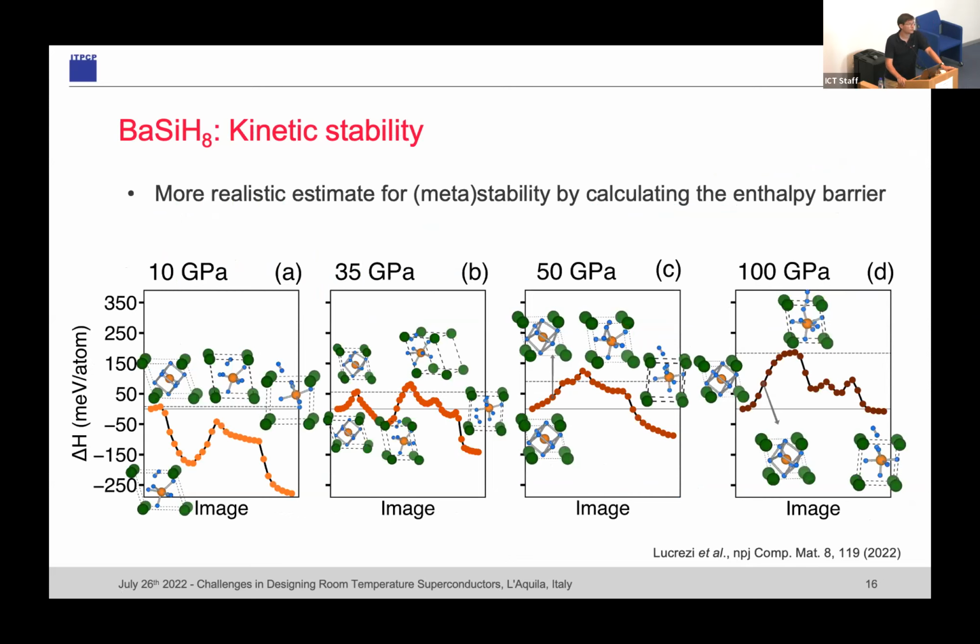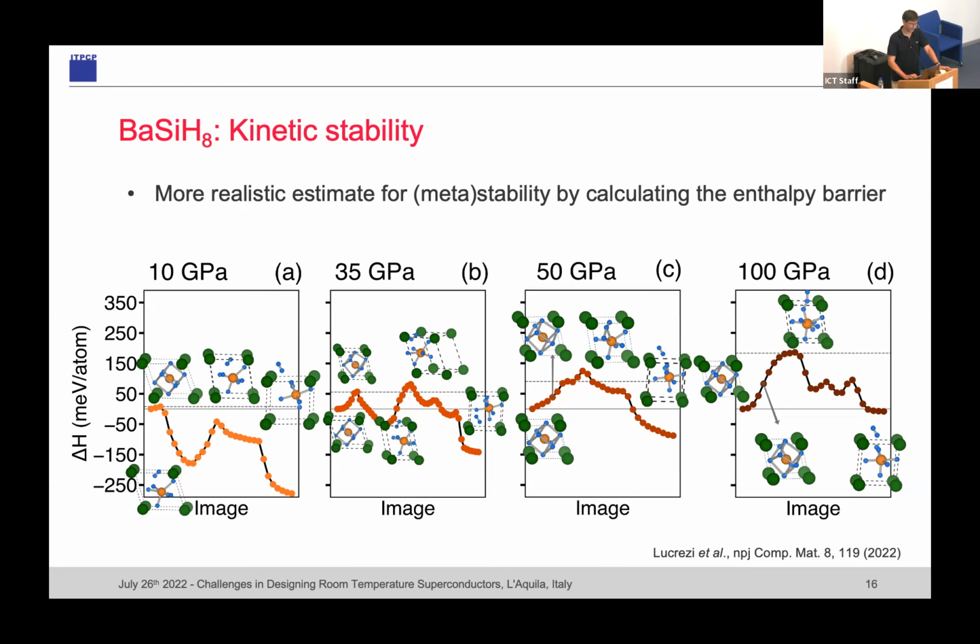And with that, I now want to address the elephant in the room, or the question I raised before. Namely, we don't think that looking at phonon instabilities, phonon dynamics, is the proper way to estimate the stability for these compounds, because we think that looking at the enthalpy barrier is actually a much more realistic and better way of estimating this, and should give more realistic effects.